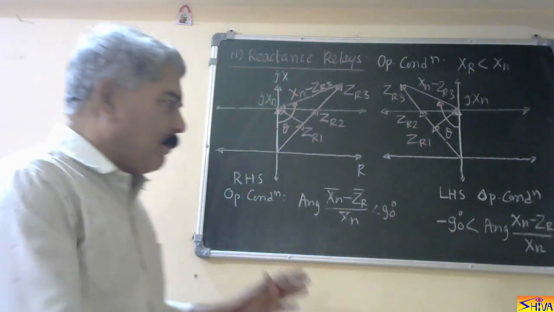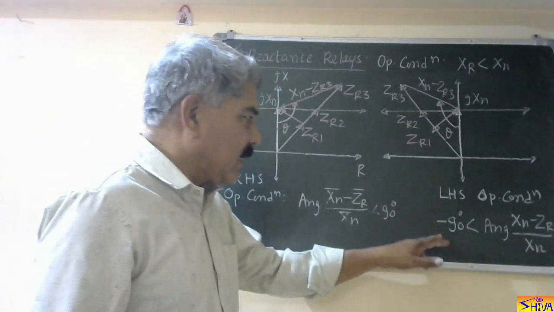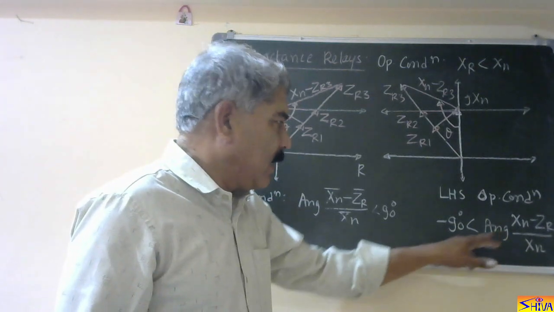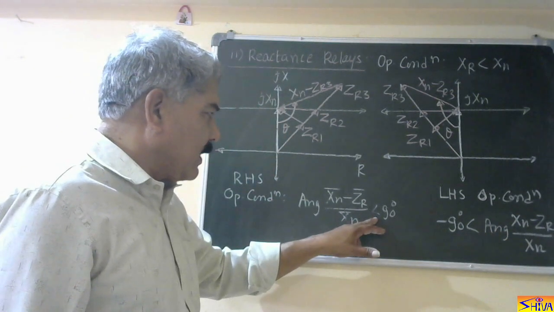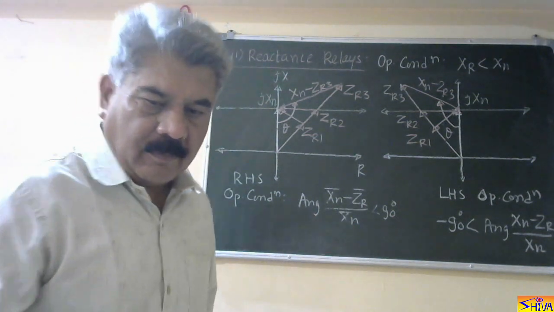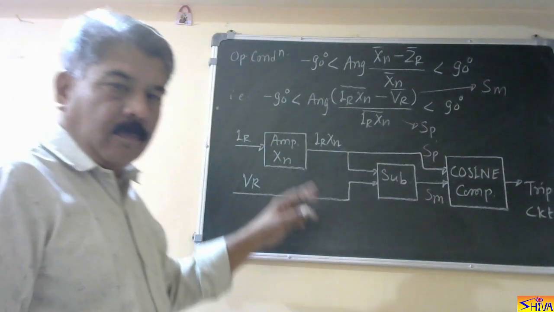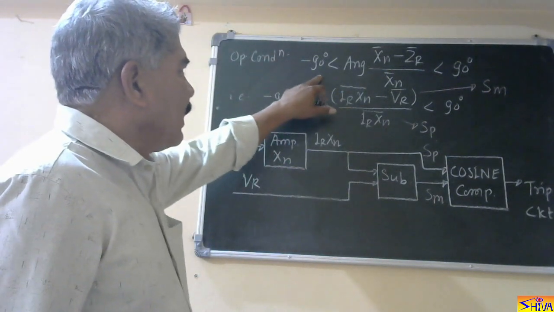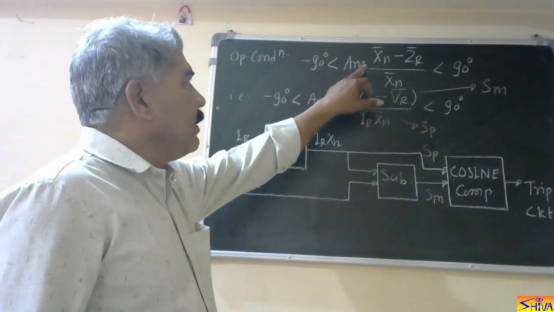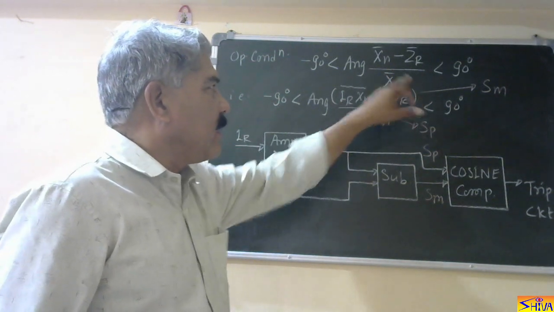Now if we combine these two conditions, our trip condition will be that minus 90 degrees should be less than the angle of Xn minus Zr with respect to Xn, and this should be less than 90 degrees. So I will write the combined condition. This is the combined operating condition: minus 90 degrees should be less than the angle of Xn minus Zr with respect to Xn, and this should be less than 90 degrees.